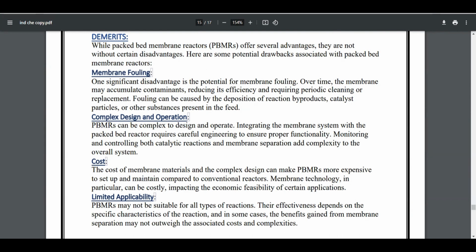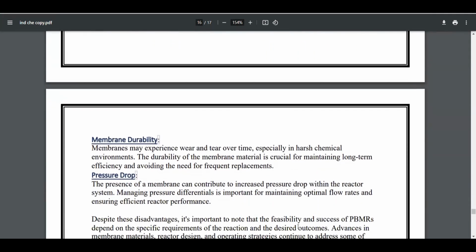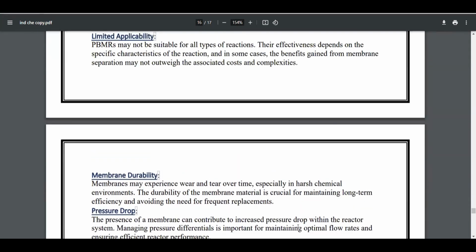The cost of the membrane material and the complex design can make these reactors more expensive to set up, and then their maintenance will be difficult. So the membrane technology in particular can be costly, impacting the economic feasibility of certain applications. Reactors are not suitable for all types of reactions, so their effectiveness depends upon the specific characteristics of the reaction. And in some cases, the benefits gained from membrane separation may not outweigh the associated cost and complexities.